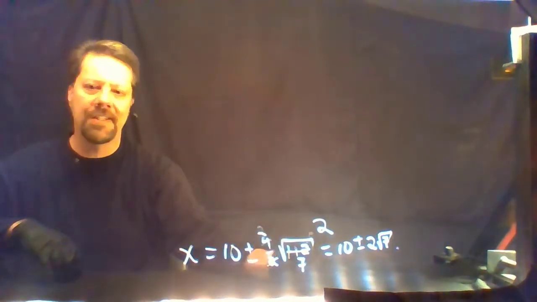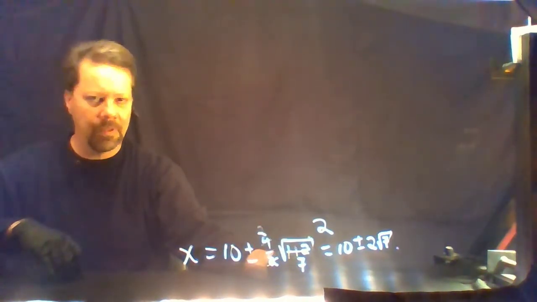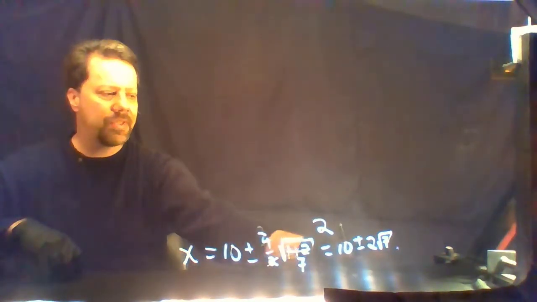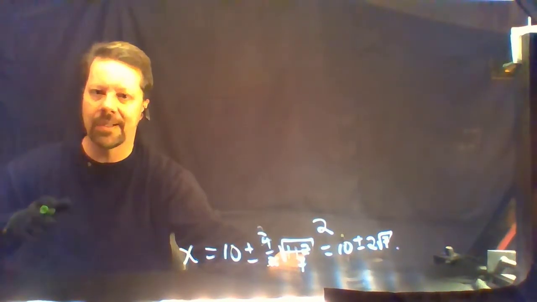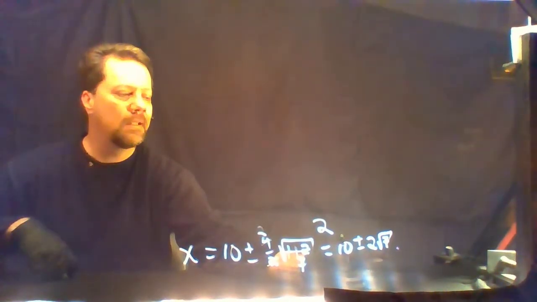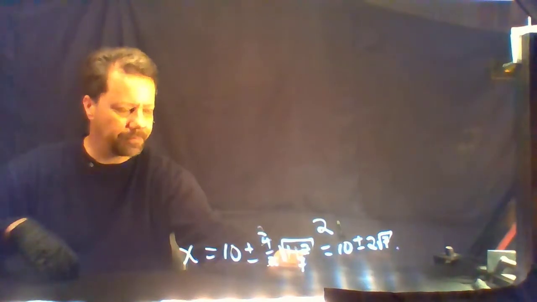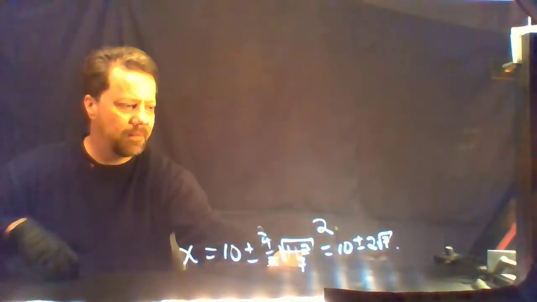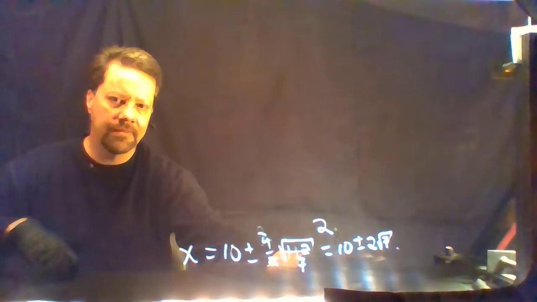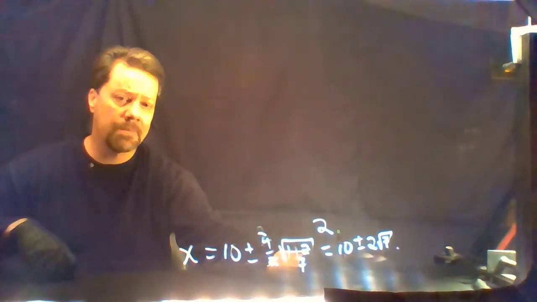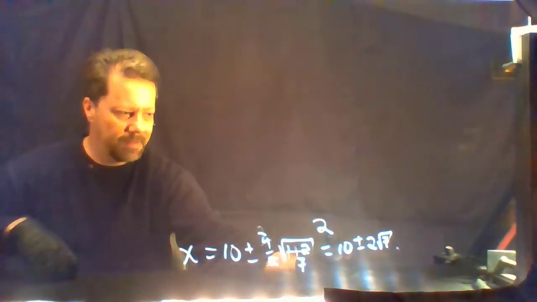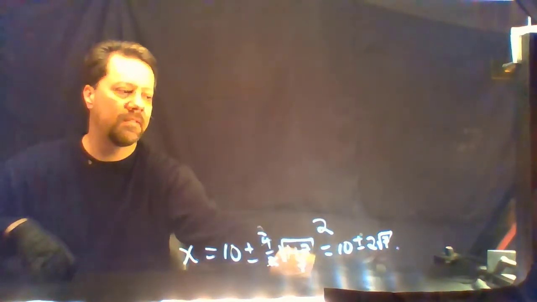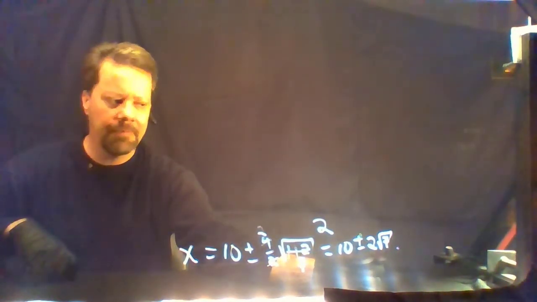So which value of x is it? The plus or the minus? Notice that the square root of 7 is bigger than 2 but smaller than 3, because 3 squared is 9 and 2 squared is 4. So whatever this is, 2 root 7 is going to be bigger than 4 but smaller than 6. Okay, but 10 plus something bigger than 4, that would be bigger than 14.